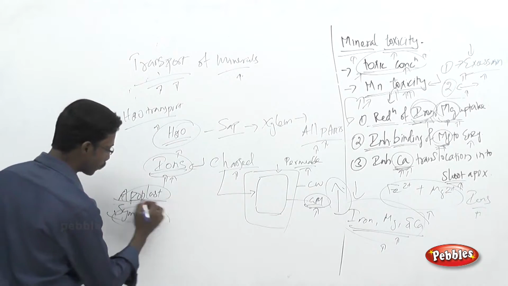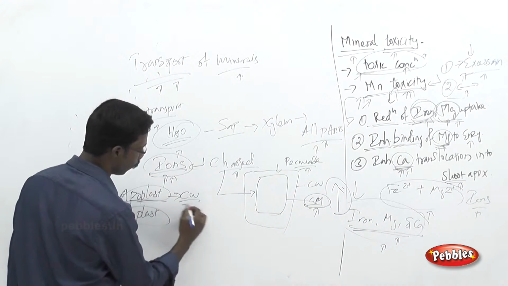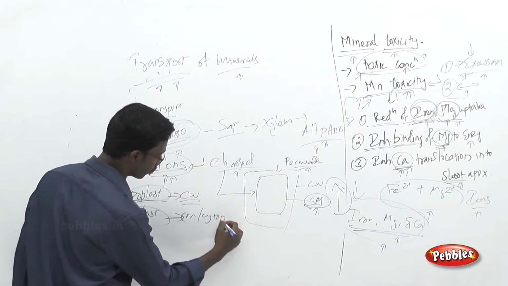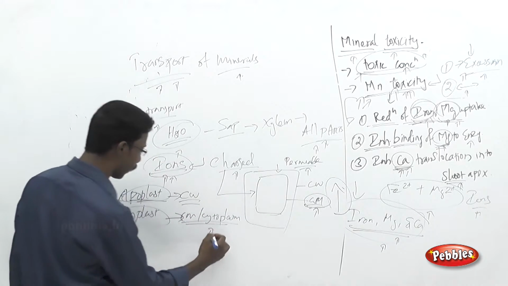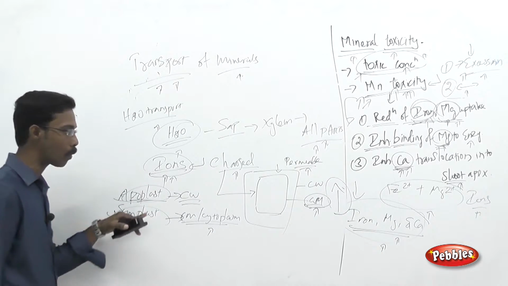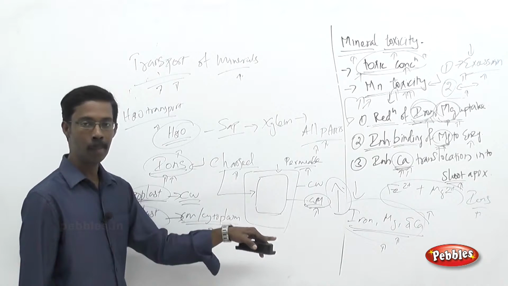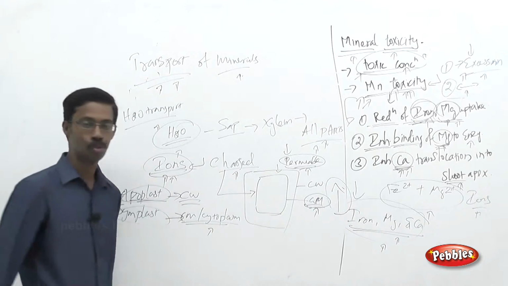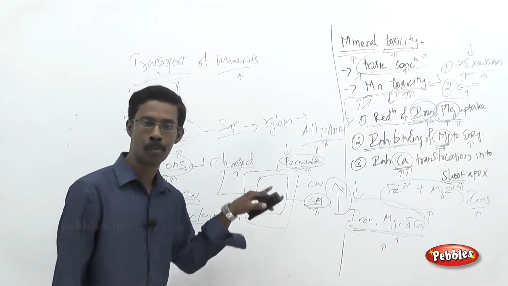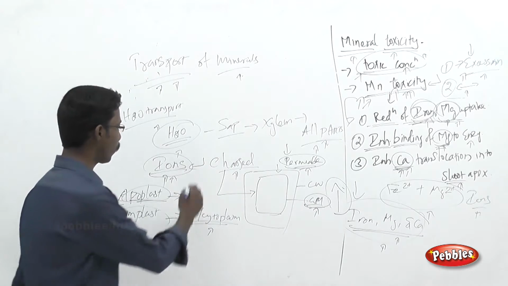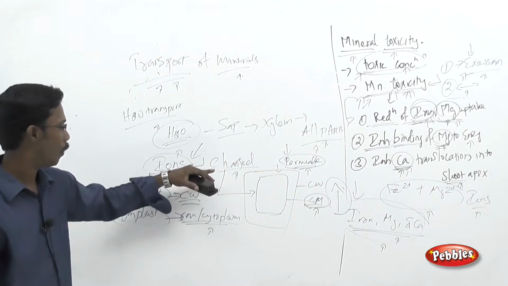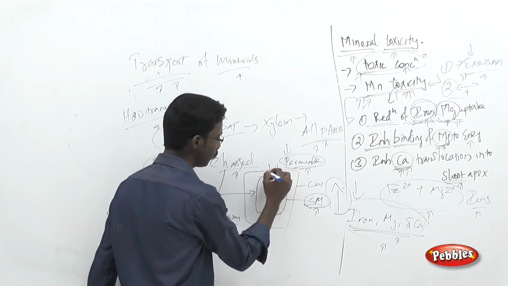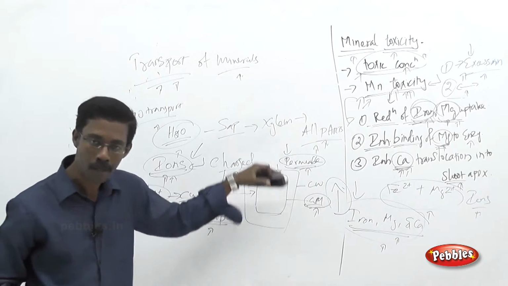So apoplast, you have to remember, is transport by means of the cell wall, and symplast is by means of the cell membrane and cytoplasm. In the case of symplast, the transport is required to cross the barrier of the cell membrane. As I told you, the cell wall is completely permeable, so you need not provide energy to transport minerals through the cell wall. Though they are charged, the entry will not be inhibited in the cell wall, so they can easily enter.